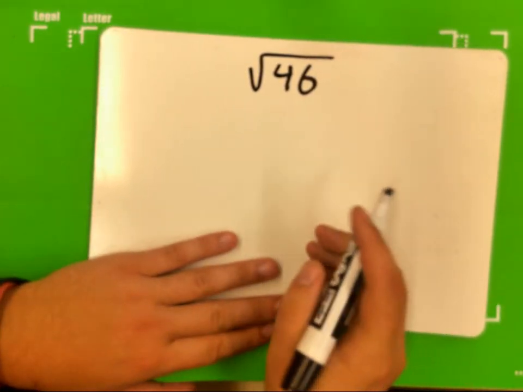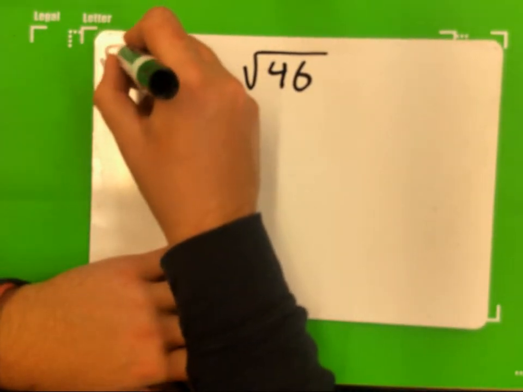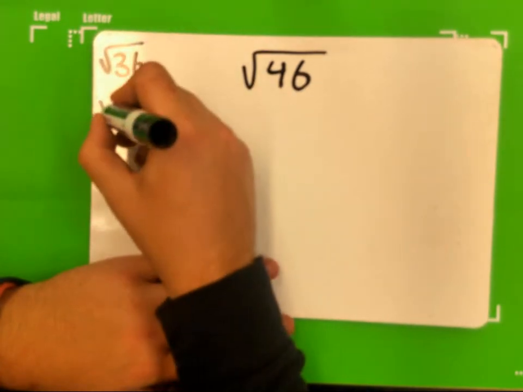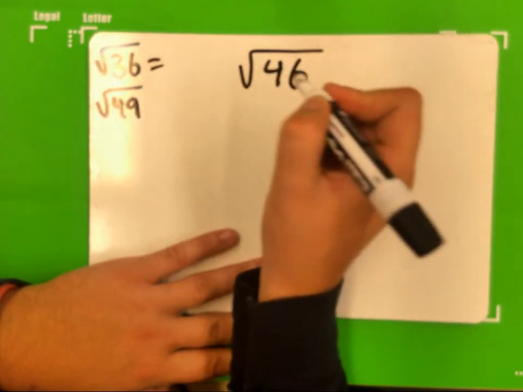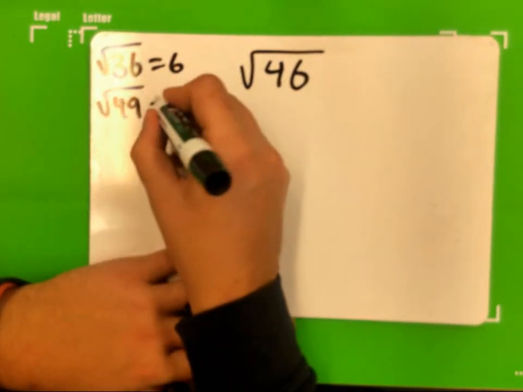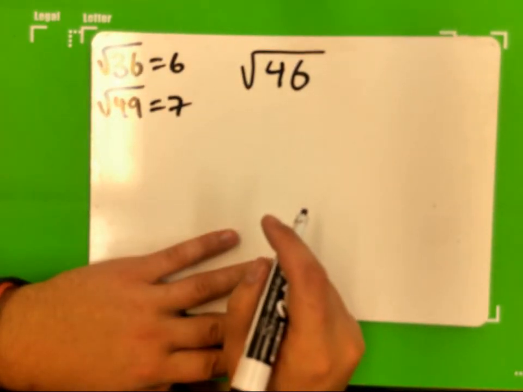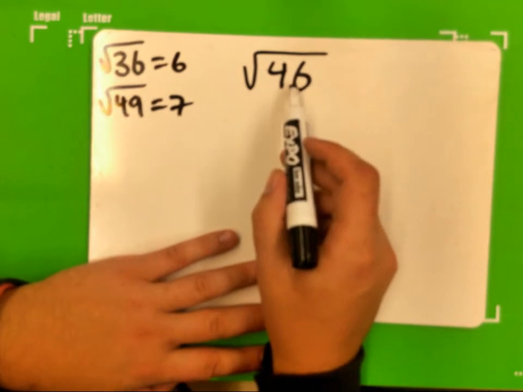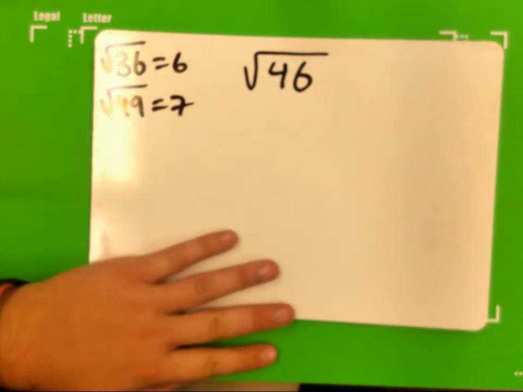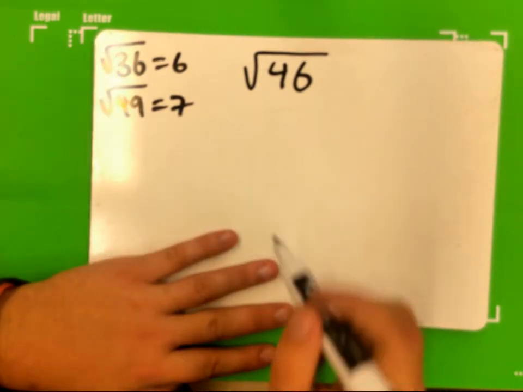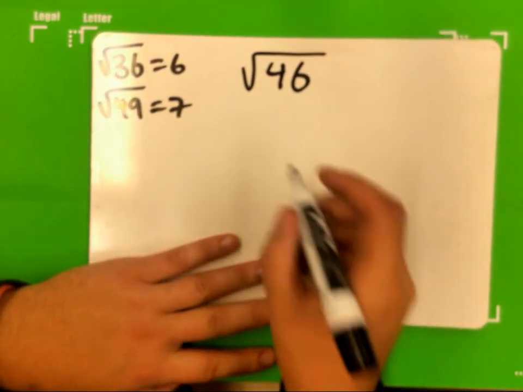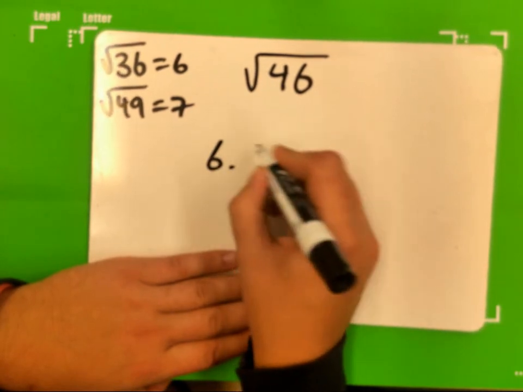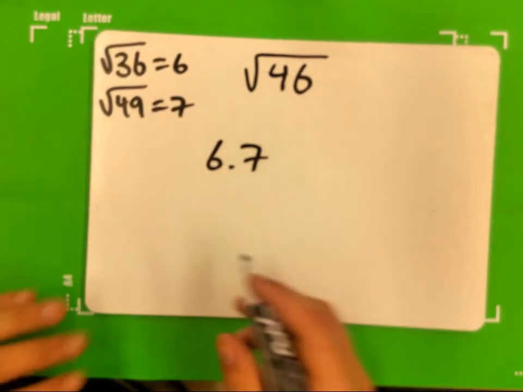Now, we know the square root of 46 falls between the square root of 36 and the square root of 49. The square root of 36 is 6, and the square root of 49 is 7. So this time, 46 is much closer to 49 than it is to 36. So we're going to pick a number that's closer to 7, but it has to be in between 6 and 7. So I'm going to start with 6.7 and see what happens.